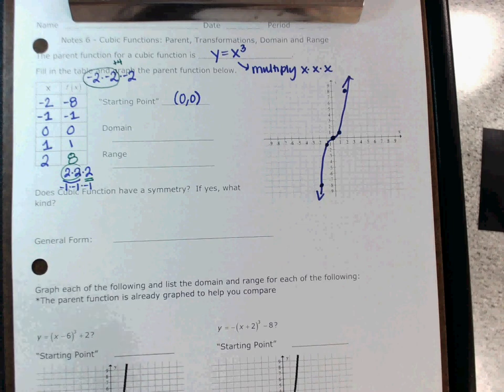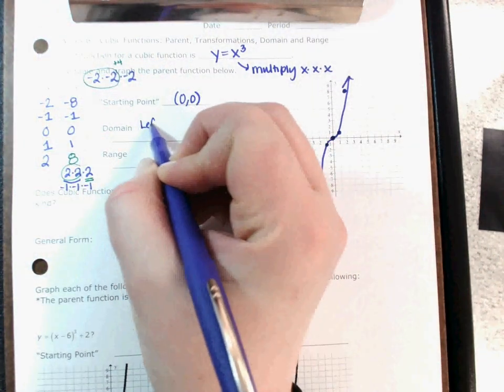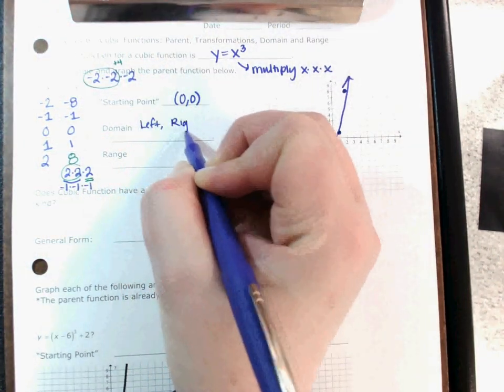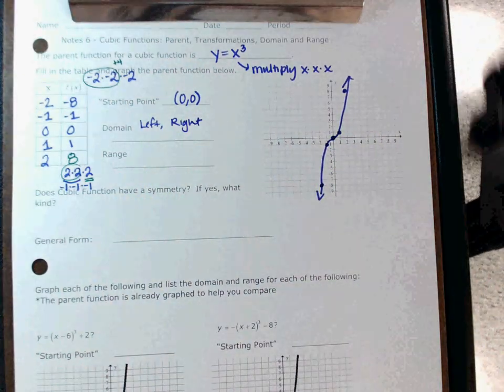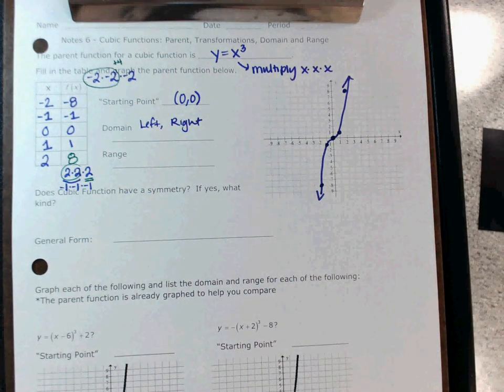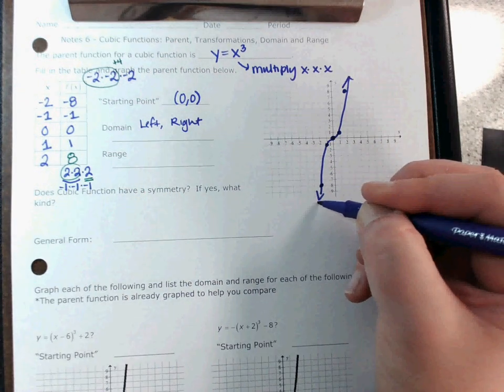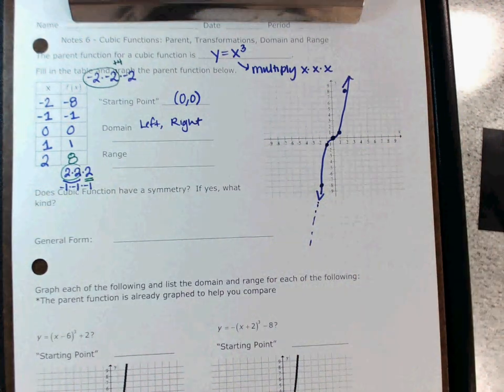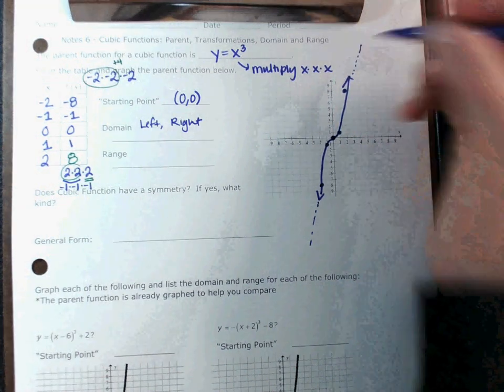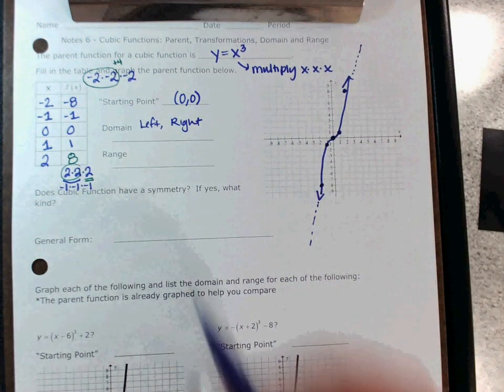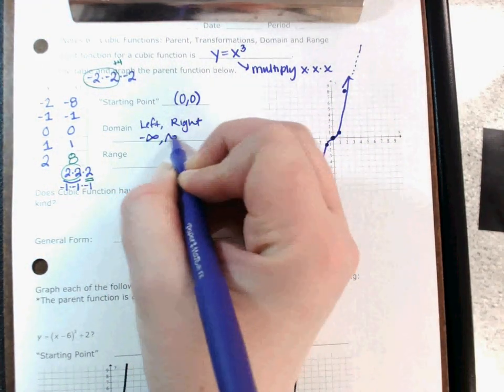How far does my graph go to the left, and how far does it go to the right? If this arrow keeps going forever and ever and ever, then my graph goes how far to the left? What about on that side? Okay, so -infinity to infinity.